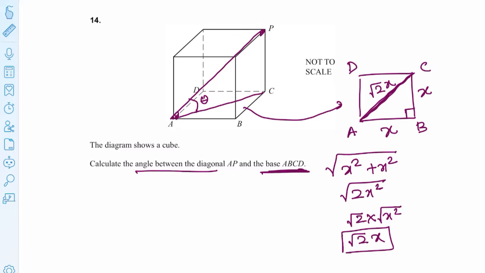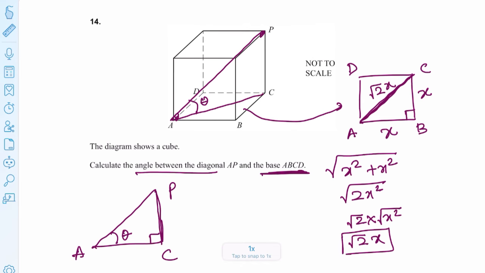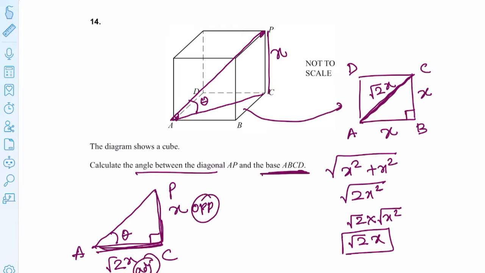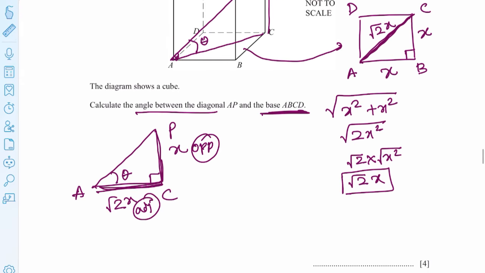If I try to draw this triangle again, please look at this carefully. This one is A, this one is C, and this one is P. And this is 90 degrees. This angle I'm trying to find out. Height means this side, which I have taken as x here. This one is x, and AC we got as root 2 x. Can you see this? This is opposite and this is adjacent, right? So how to find this angle?